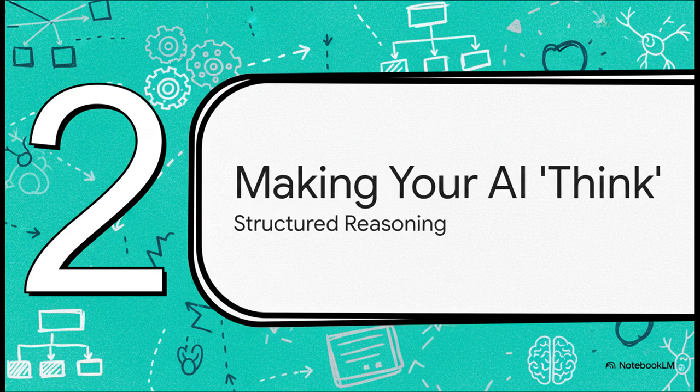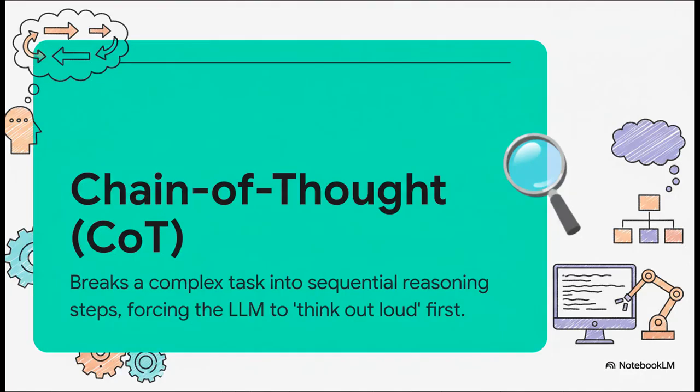Now let's really level up. It's time to control how it actually thinks. This is where things get really interesting and where you unlock some seriously complex problem-solving power. Now this next one is an absolute game changer. It's called Chain of Thought Prompting, or COT for short.